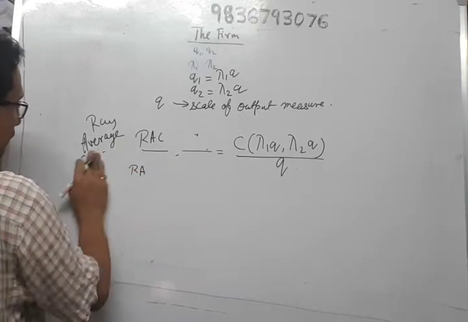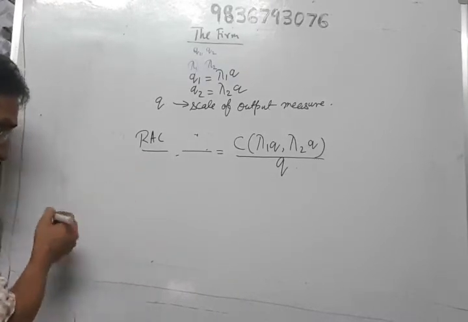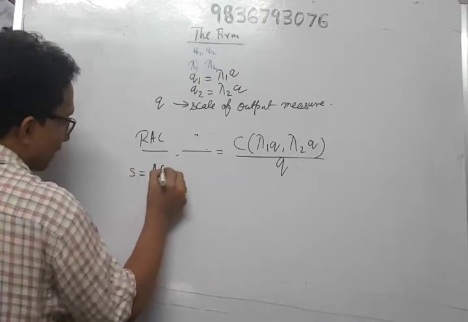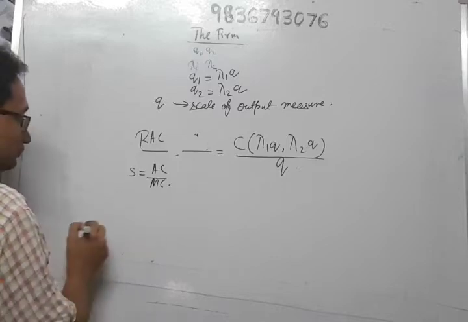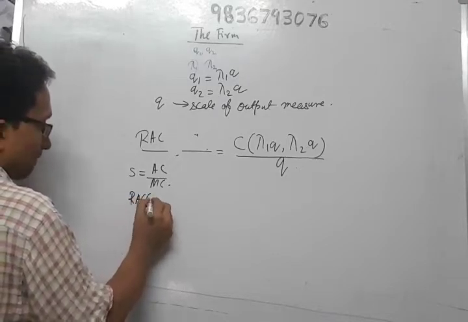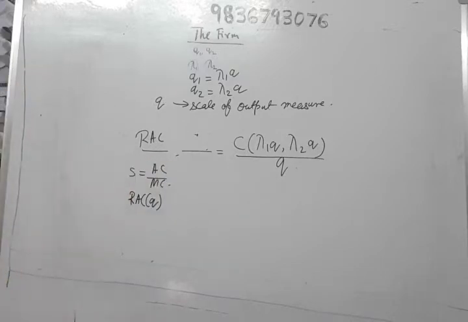Now, depending on the ratio of the Ray average cost, we can use a similar concept to what we used in the case of a single product firm, that is AC by MC. We can use a similar concept for the Ray average cost, that is RSC(Q). Using the Ray average cost in place of the average cost, and making suitable modifications in the denominator, that is in the MC, we can see whether this S, in case of a multi-product firm, is exhibiting increasing returns to scale or economies of scale, or constant returns to scale, or decreasing returns to scale, or diseconomies of scale.